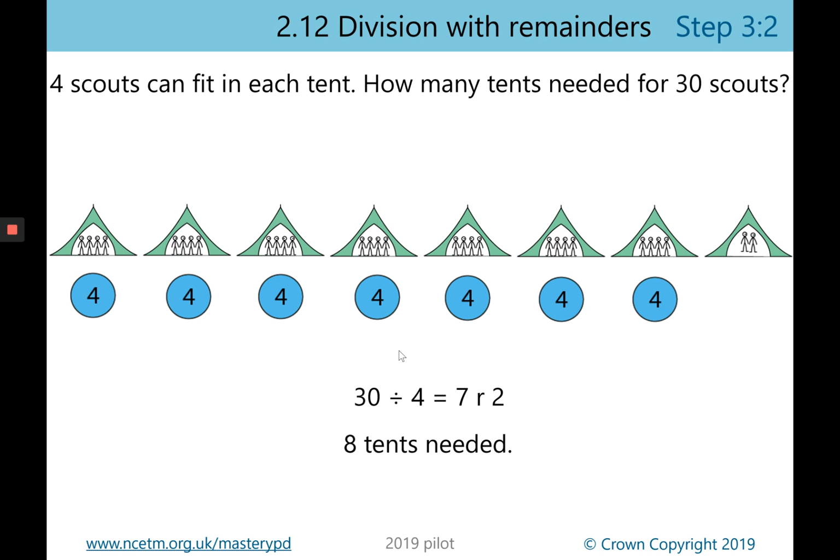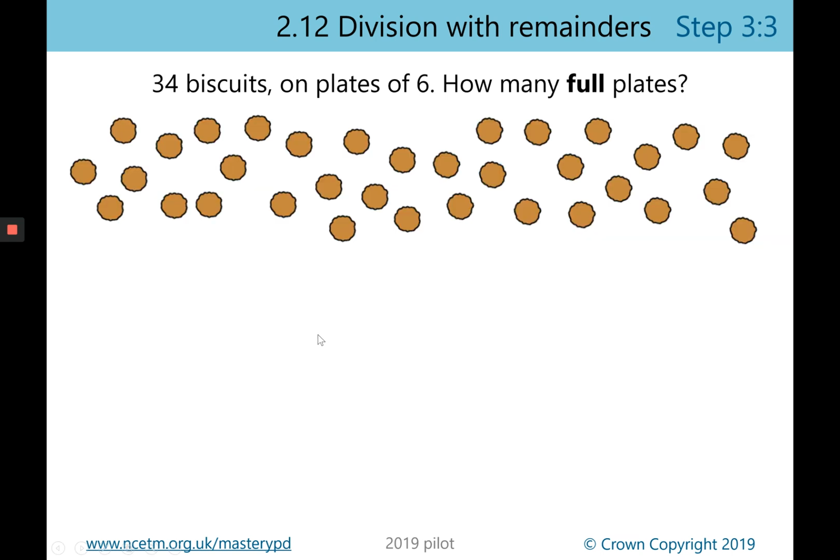And the 30 here represents the total number of scouts. The 4 represents the number of scouts in each tent. The 7 represents the number of full tents. And the 2 represents the number of scouts left over. Right. Let's do one more.